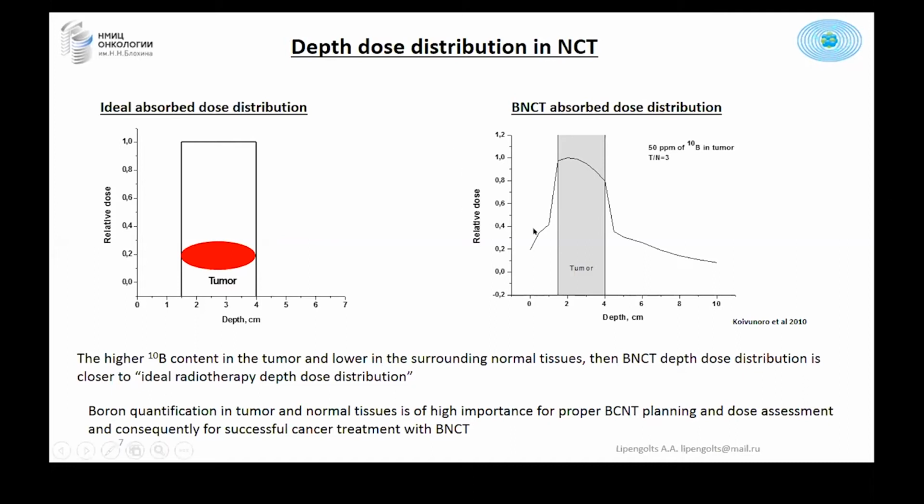And you can see that this depth dose distribution is approaching the ideal one. And if we start increasing the concentration of boron within the tumor and decreasing it in surrounding normal tissue, we will achieve almost ideal distribution.